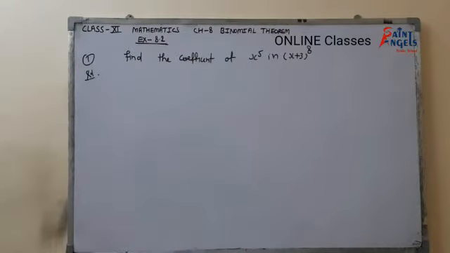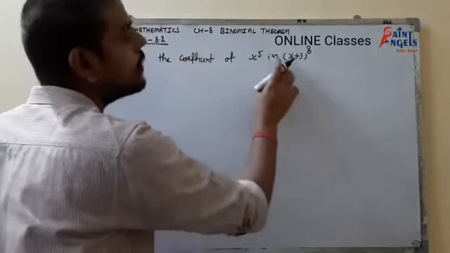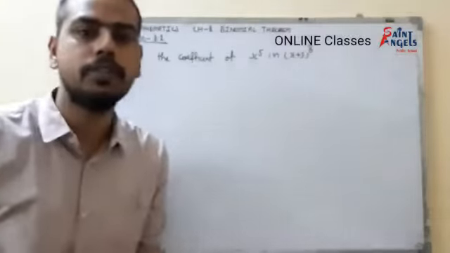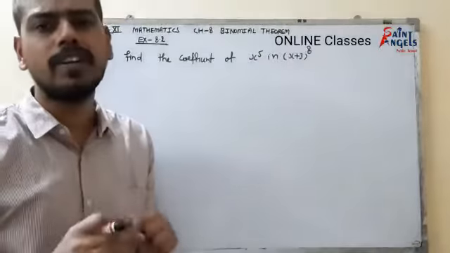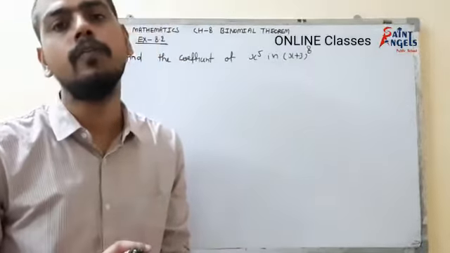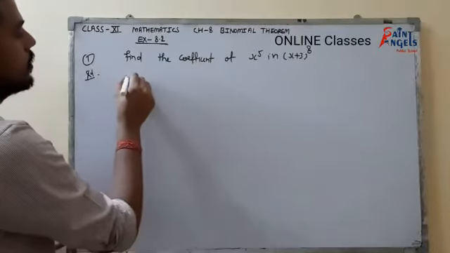Now look at the first question of exercise 8.2. In this question, we are asked to find the coefficient of x to the power 5 in the expansion of (x plus 3) to the power 8. Whenever we have to find a coefficient, middle term, or whatever term, we always have to take the help of the general formula. So first of all, I am writing out the general formula.